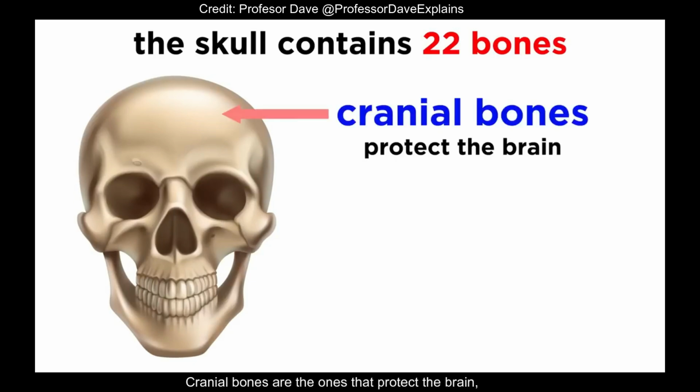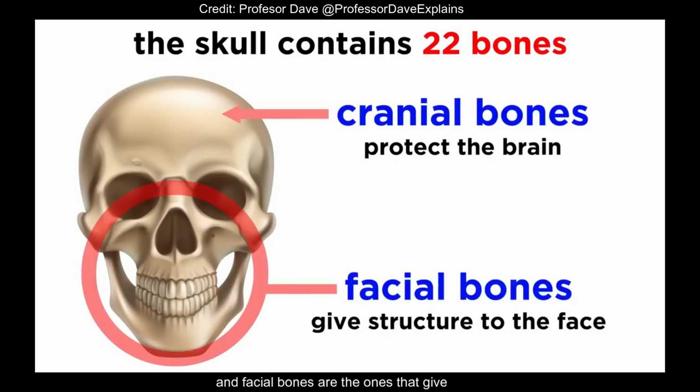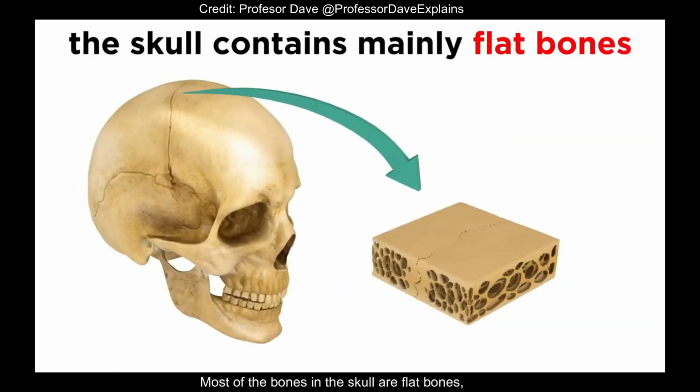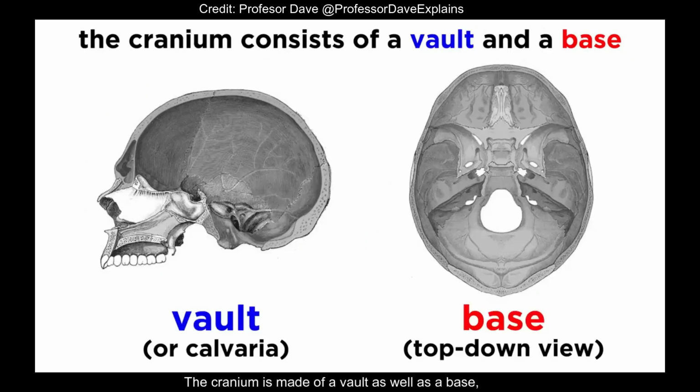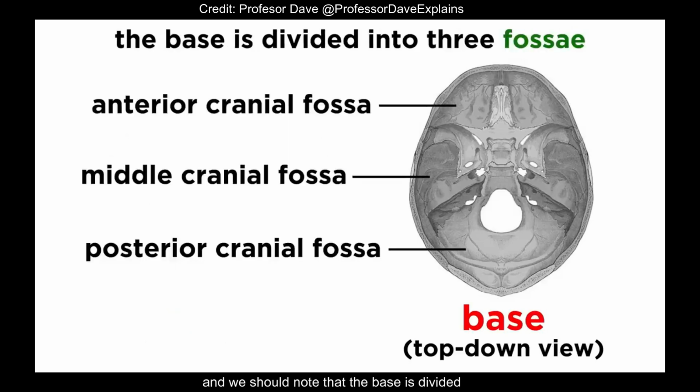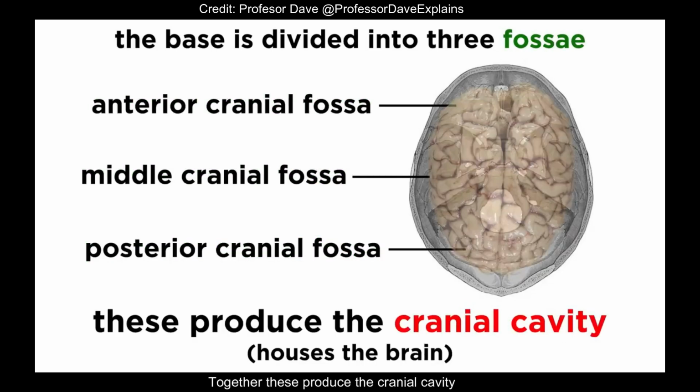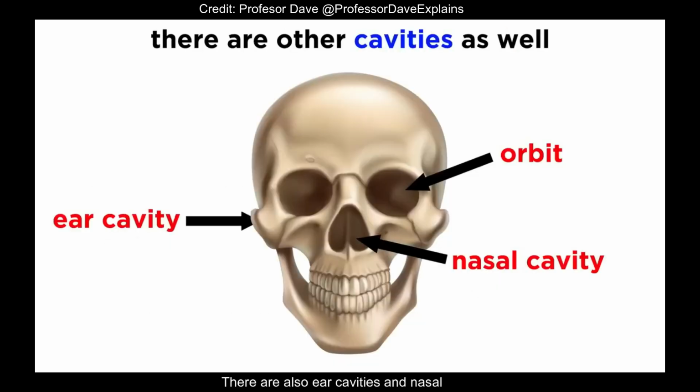Cranial bones are the ones that protect the brain, and facial bones are the ones that give structure to the face. Most of the bones in the skull are flat bones, and in the cranium, these are connected at serrated lines called sutures. The cranium is made of a vault as well as a base, and we should note that the base is divided into the anterior, middle, and posterior cranial fossae. Together, these produce the cranial cavity where the brain sits. There are also ear cavities and nasal cavities, as well as orbits, which house the eyes.